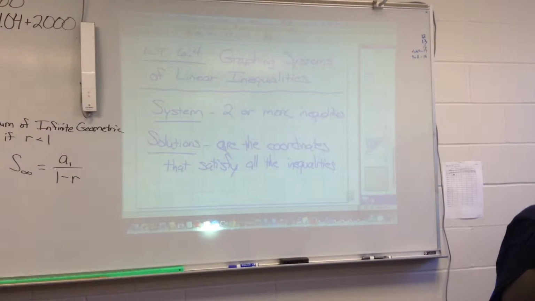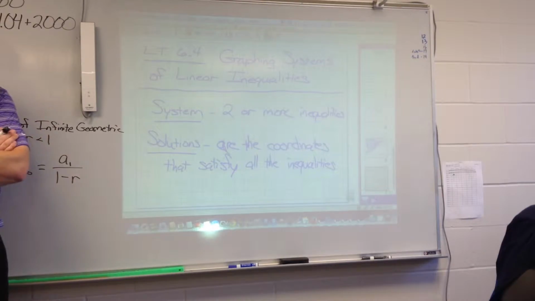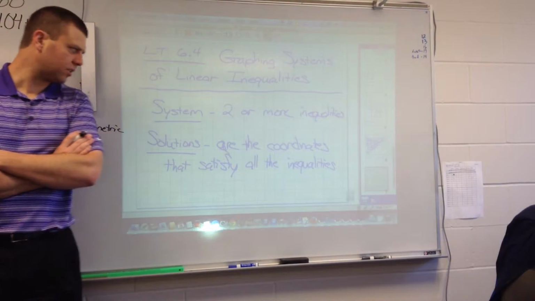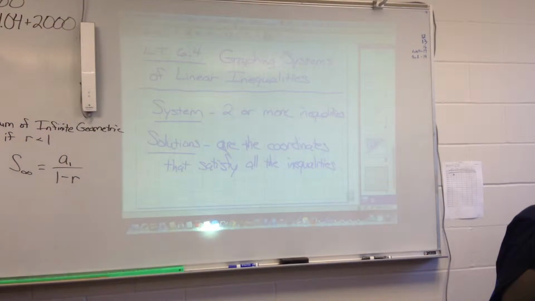So, for example, everybody got this down? Okay. Let me know when. What's that word? Coordinates. The solutions are the coordinates that satisfy all the inequalities.